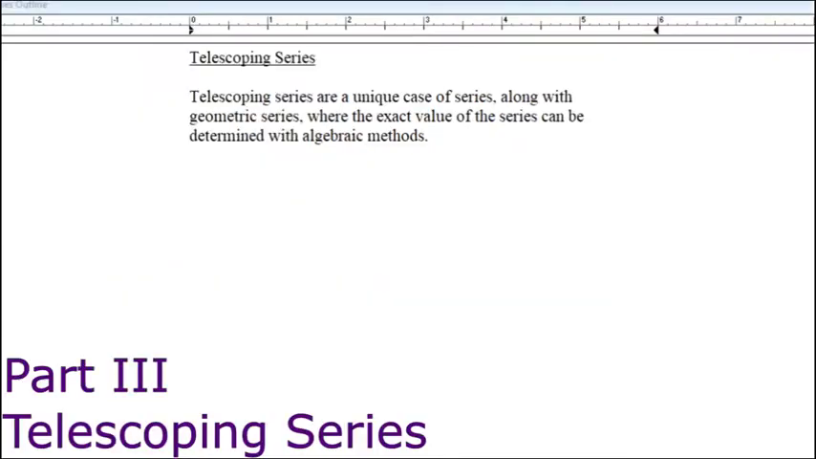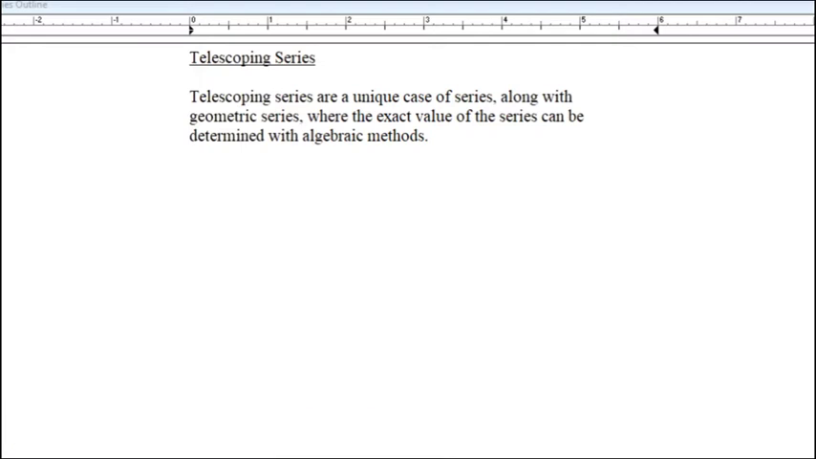I'm back with another quick portion of the lecture here on infinite series, where we're going to spend some time looking at the telescoping series. Telescoping series are a unique case of series, very much like the geometric series, where with a little bit of algebraic method we can determine the exact value of the infinite series. This doesn't happen too often for infinite series, but the geometric series and the telescoping series are unique cases where we can just use a little bit of algebra and determine the exact value of the series.